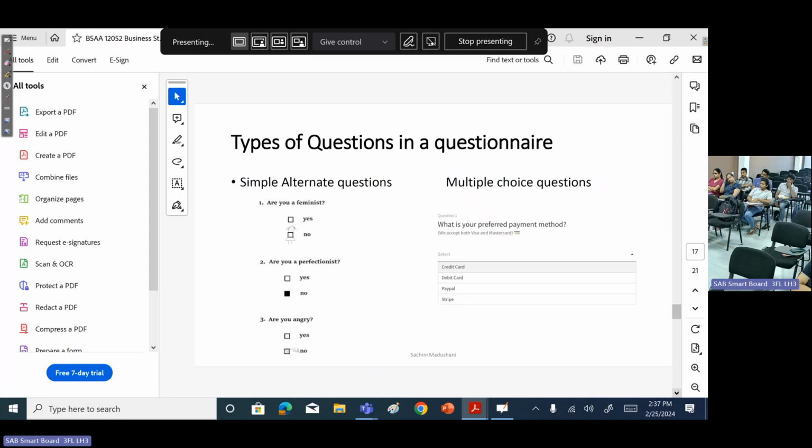The other one is multiple choice questions. There is a question and they suggest more than two answers, but you give only one answer by selecting one choice. For example: what is your preferred payment method? Credit card, debit card, PayPal. That we call a multiple choice question.